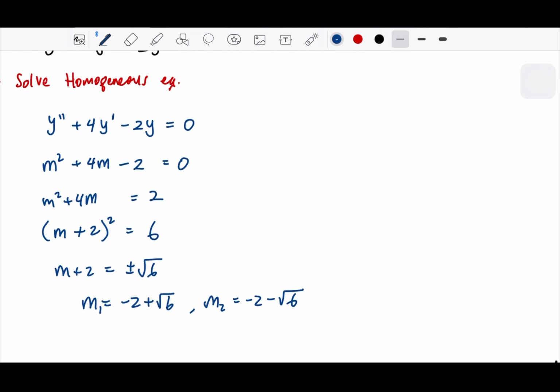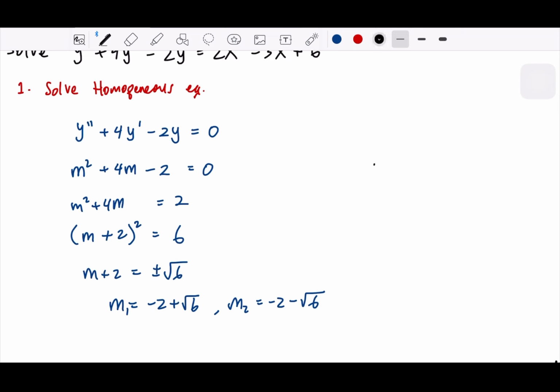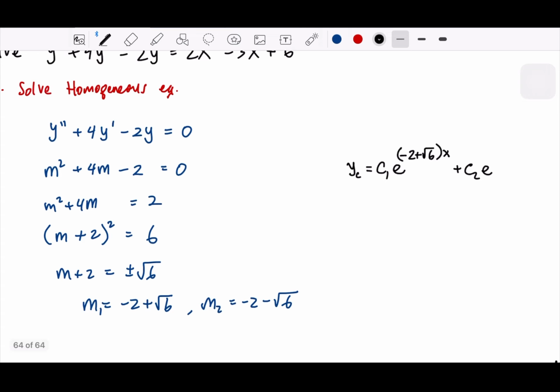And we can write for now the yc. It's c1 e to the m1 t, and then plus c2 e to the m2 t. So first we get this yc, okay.